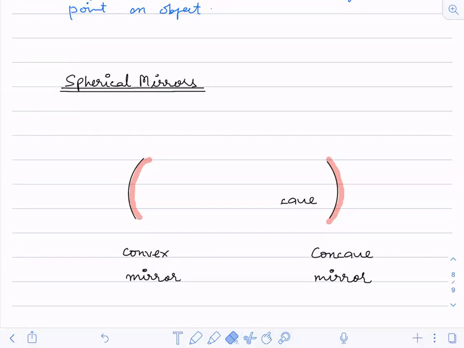Sir, by polishing a surface, can we get a plane mirror? By polishing a surface, which kind of surface? You have to be specific, then only I can reply to that. Can you explain once again how to identify concave and convex? Okay, I'll explain you once again.